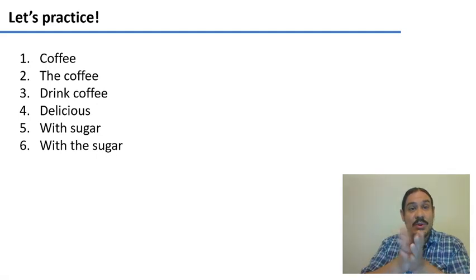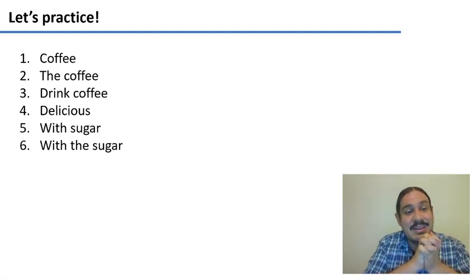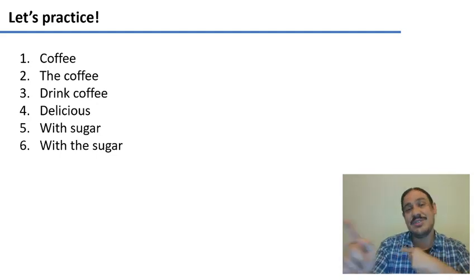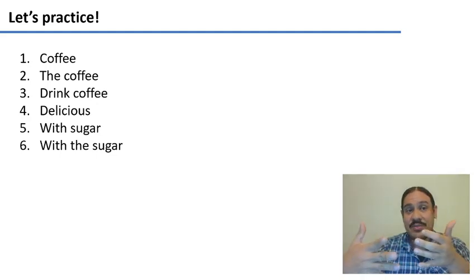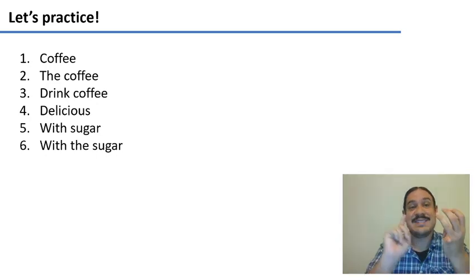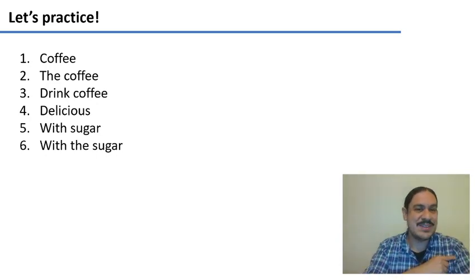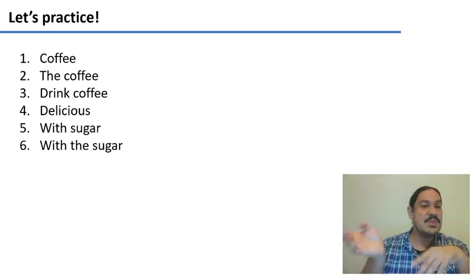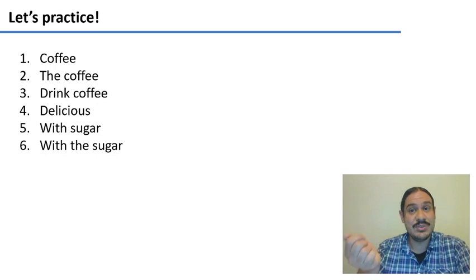With what we've learned, why don't you give it a try? We have a couple of phrases here. Coffee, the coffee, drink coffee, delicious, with sugar, with the sugar. Try to use the phrases that we have so far, noun phrases, determiner phrases, verb phrases, adjective phrases, prepositional phrases, to make the diagrams for these. Go back and forth in the video as much as you need, and then come back here for the solutions. Please pause the video.